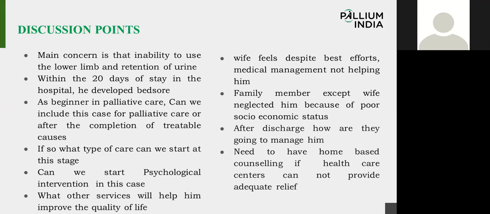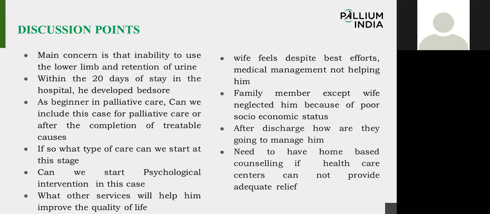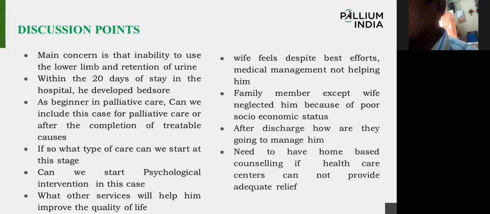I think one more thing we can think about when we see this kind of dysfunctional family is that the palliative care team plays a very critical role in bringing the family members together. We don't know why the family is so dysfunctional, why they are not taking care of the patient. We really need to explore and find out.